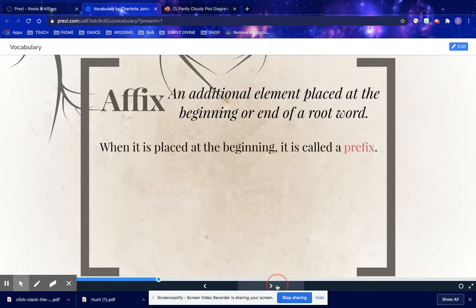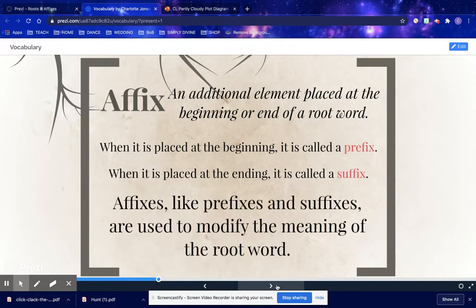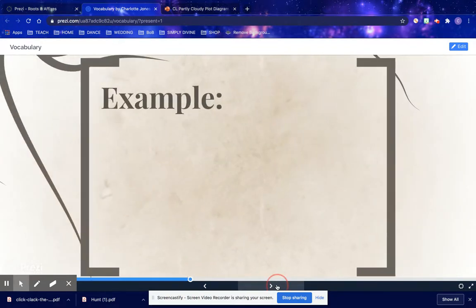And we can further break that down. If it's placed at the beginning of the word, then we call that a prefix. And if your affix is located at the ending of a word, we call that a suffix. So when you add prefixes and suffixes to root words, it can drastically change the meaning of that root word. So let's look at some examples of how that works.